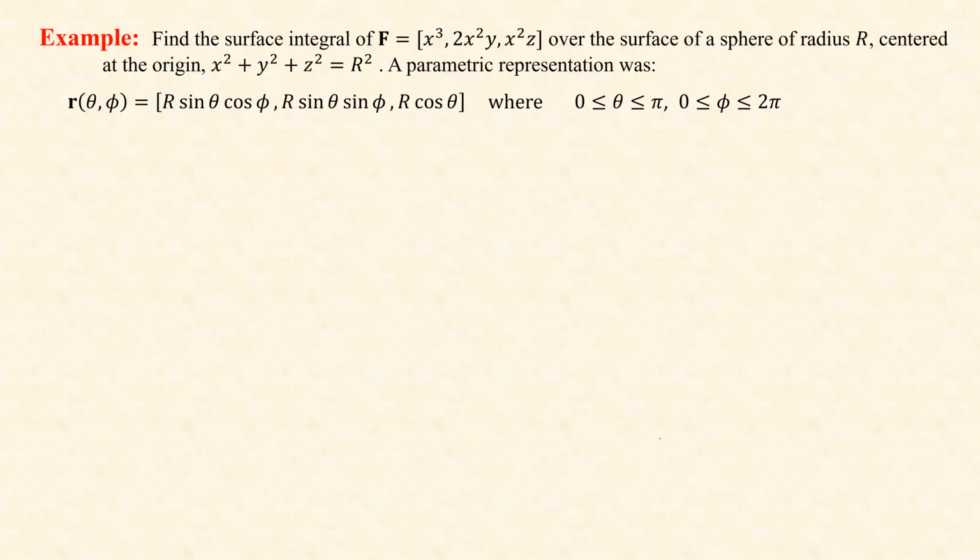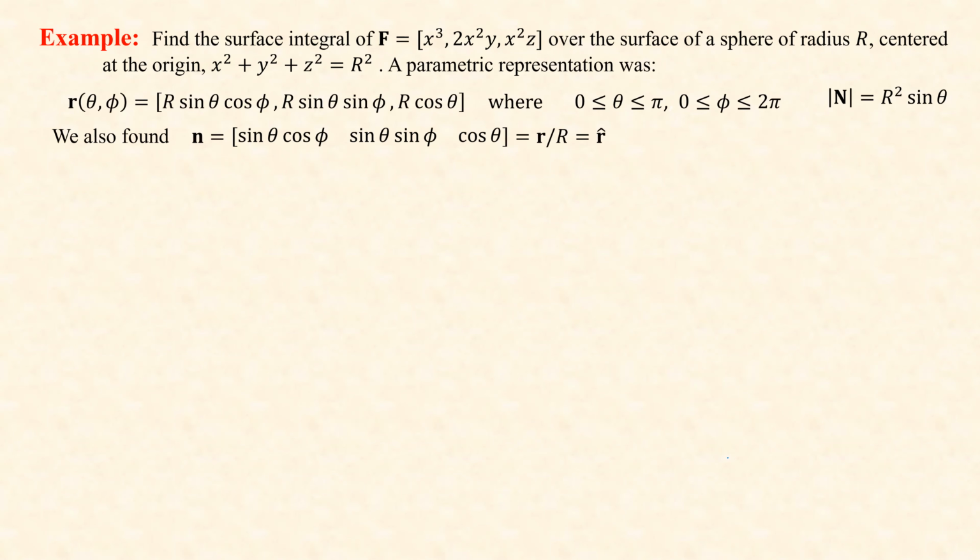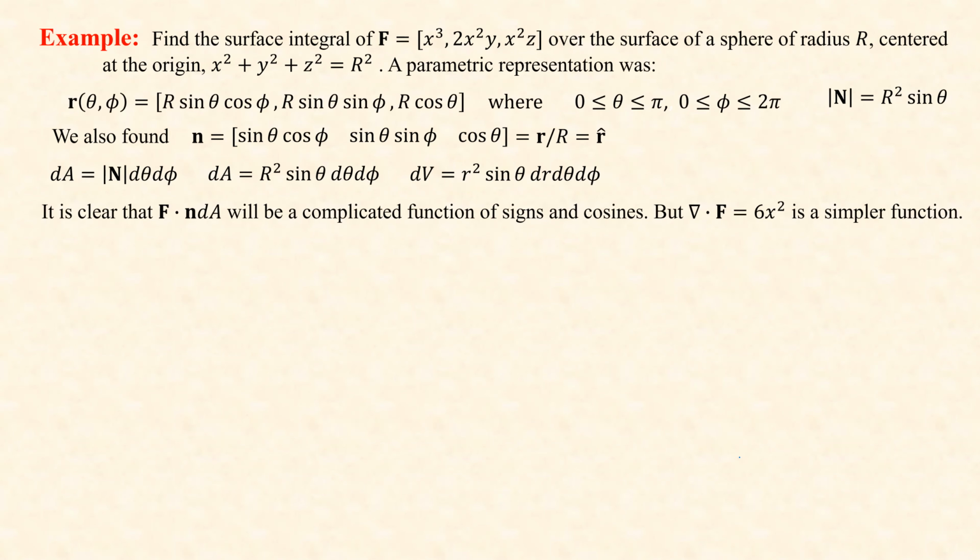So again, the same story about parametrization. The surface area is R squared, and the unit normal vector is just r hat. dA is that, and dV is R squared sine theta dr d theta d phi. It is clear that if you calculate f dot n dA, you write it in terms of all these sines and cosines, it will be a complicated function of sines and cosines.